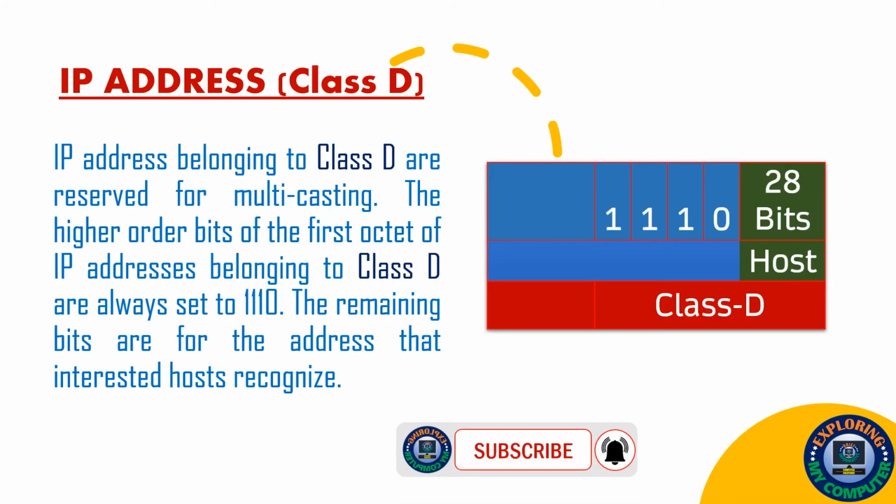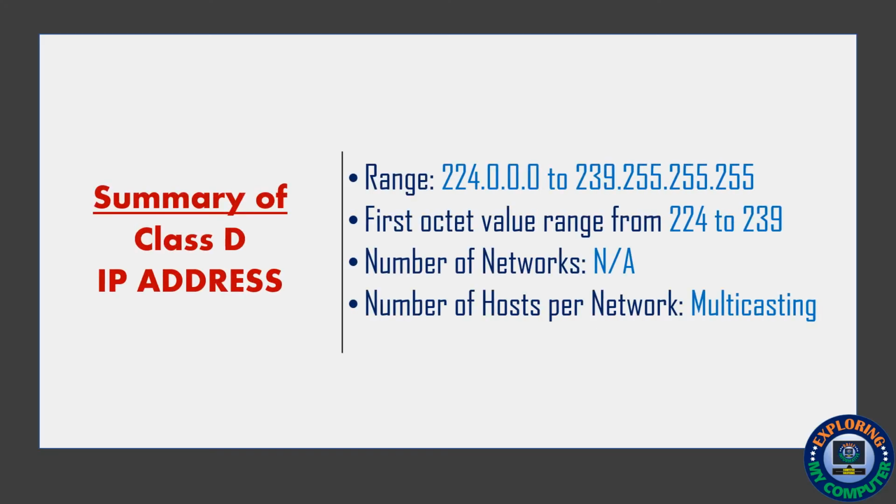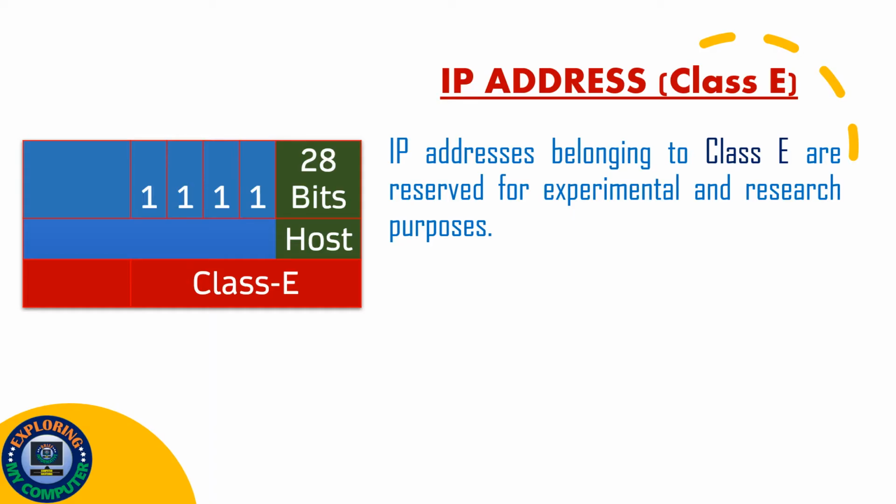IP addresses belonging to Class D are reserved for multicasting. The higher order bits of the first octet of IP addresses belonging to Class D are always set to 1110. The remaining bits are for the address that interested hosts recognize. IP addresses belonging to Class E are reserved for experimental and research purposes.